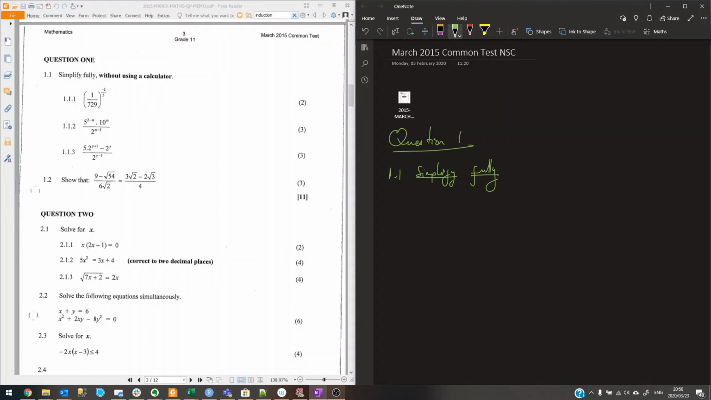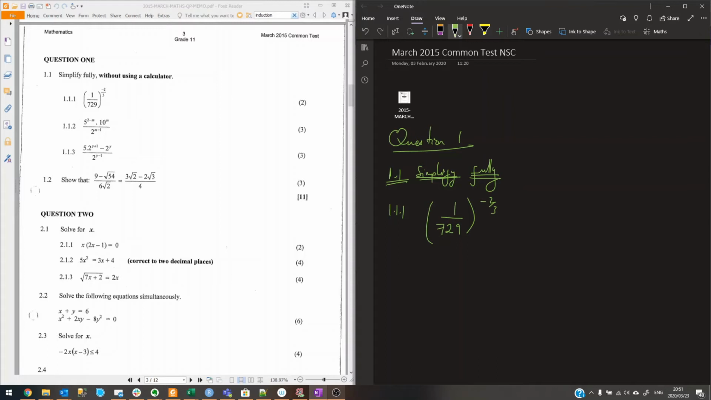Simplify fully means do all the operations according to BODMAS. You can't really overstate how important it is to actually read what they want from you. Don't always assume it's obvious. Okay, 1.1.1. 1 over 729 raised to minus 2 over 3.